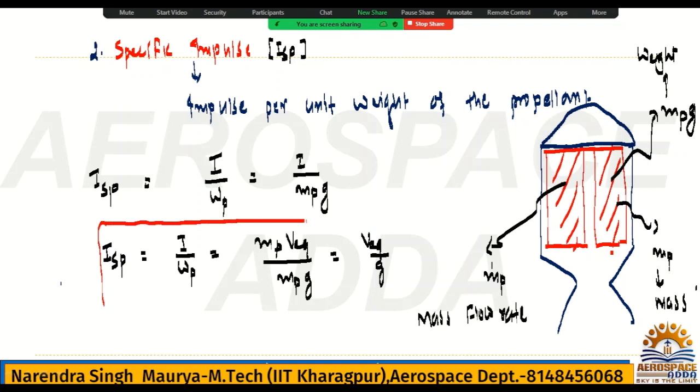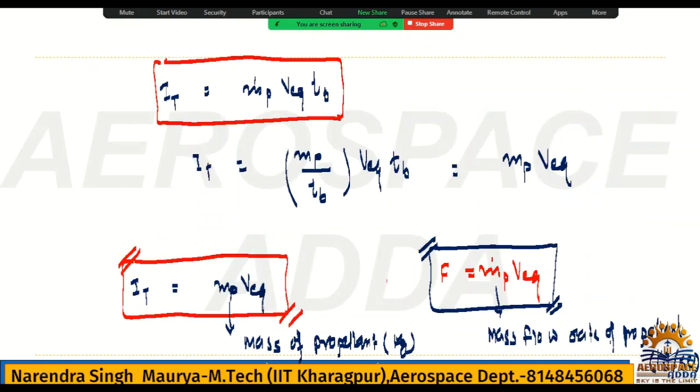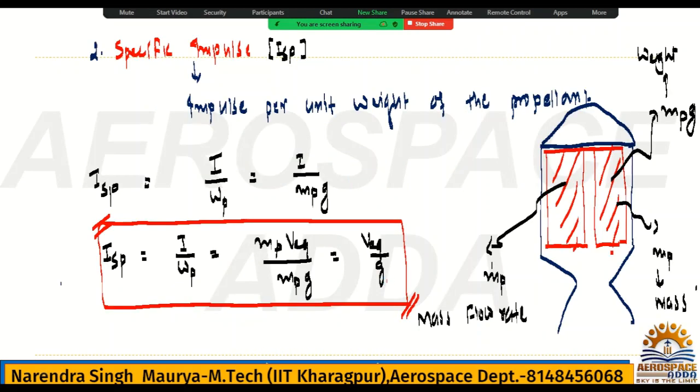When you go and solve the problem, you need to check what values they have given and use the formula based on that. If they have given the weight of the propellant and total impulse, then use the formula I upon WP. If they have given equivalent velocity, then you can use this formula also. Yes or no? Fine. All right, so this is the formula.